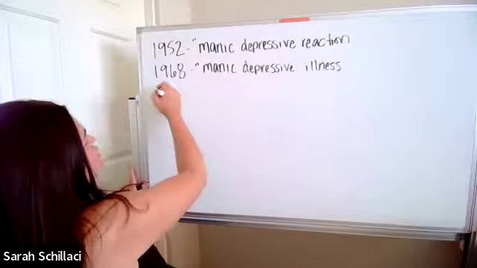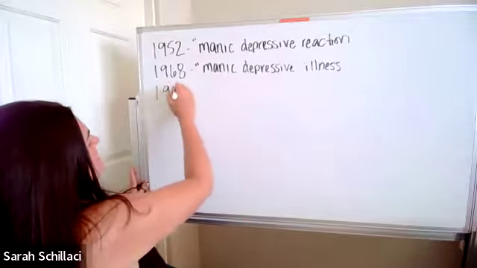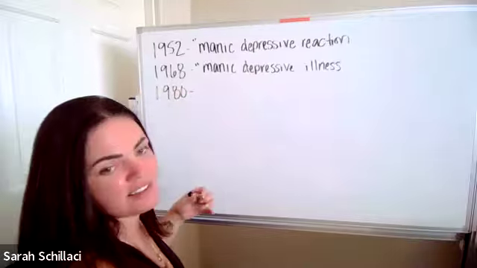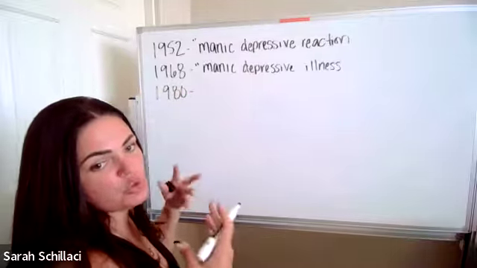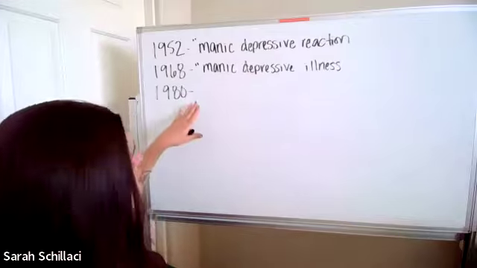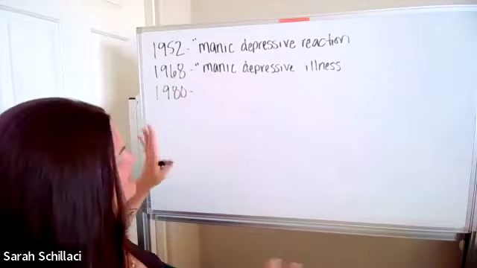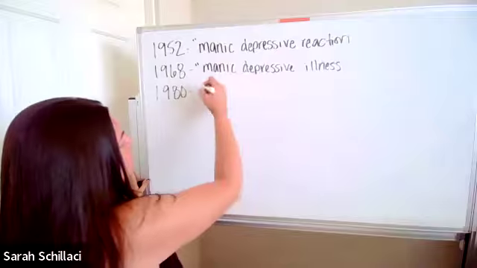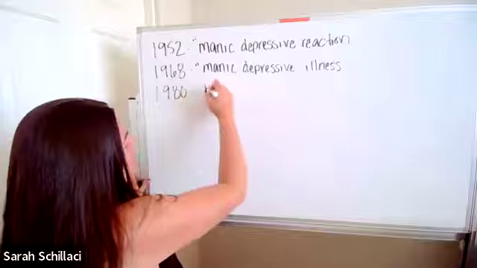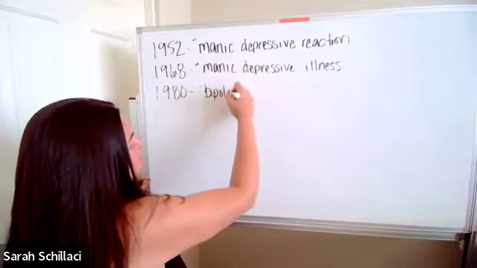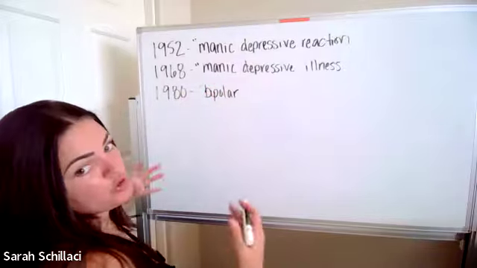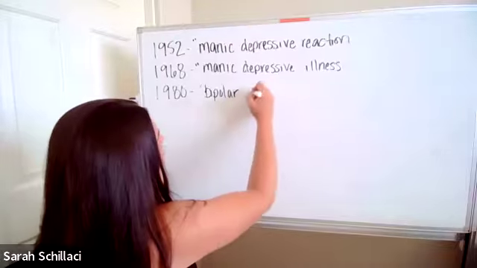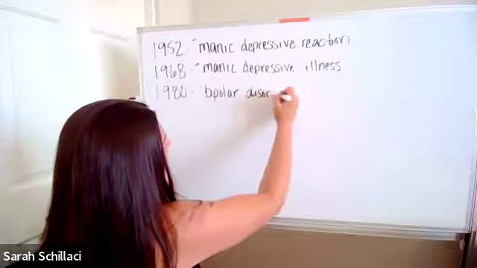Then we have version 3, which comes out in 1980. This is where we really start to separate personality and mood disorders and see them differently. In 1980, a few things happen. The first is that instead of calling it manic depressive, we start to refer to this as bipolar. This is where this term that we're all familiar with comes onto the scene. We call this bipolar disorder.